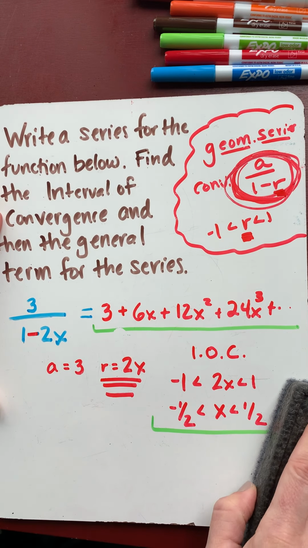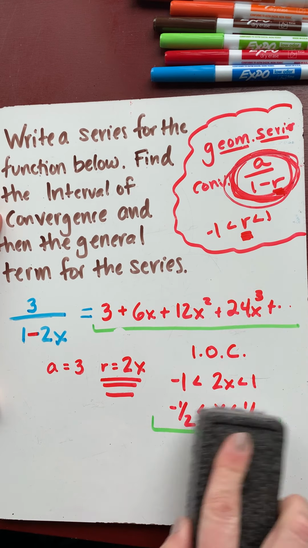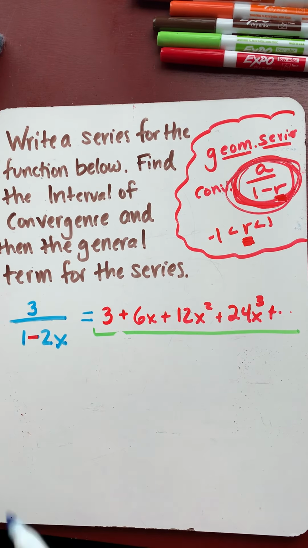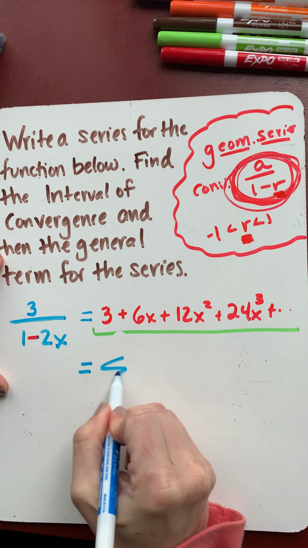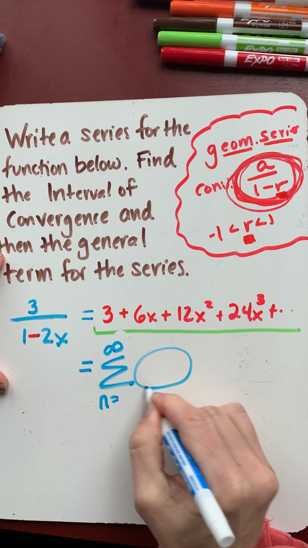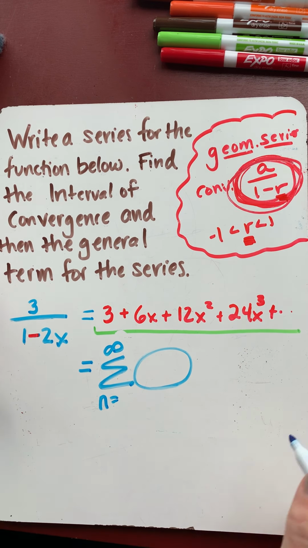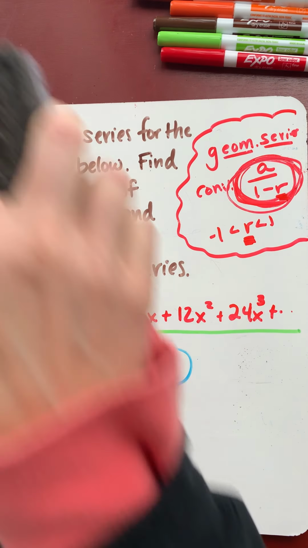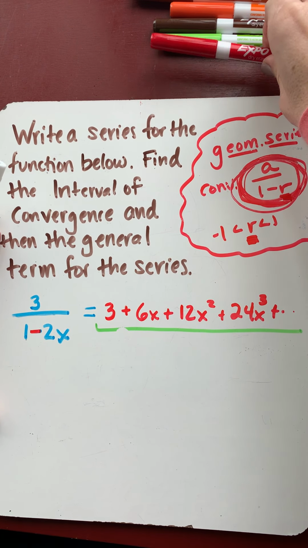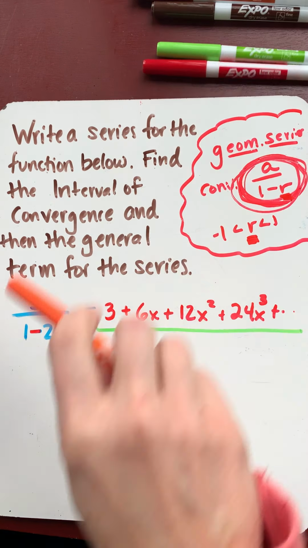Now, what about the general term for the series? I'm just going to erase the interval of convergence to give myself some space. That means they want us to write this in series notation: n equals blank to infinity, and put something here. So this is harder to figure out. Experience is the best way to get good at it. The more you do, the easier it becomes. But there's a couple of tricks.